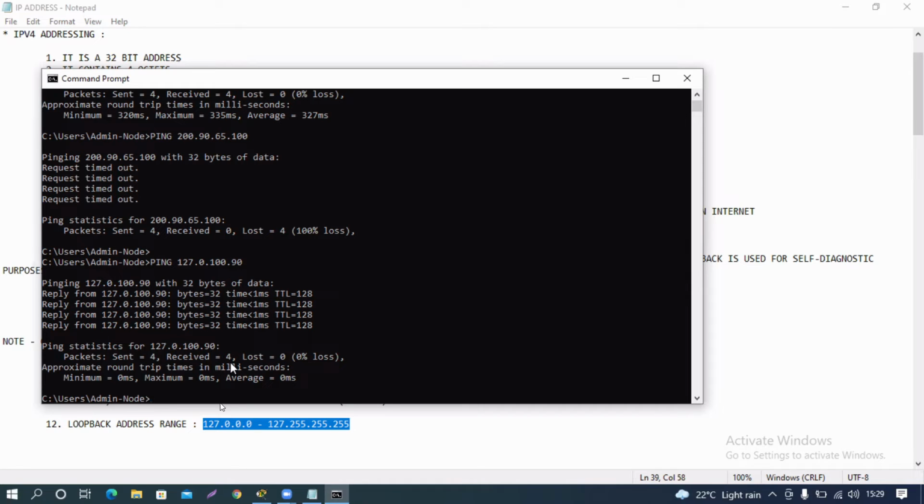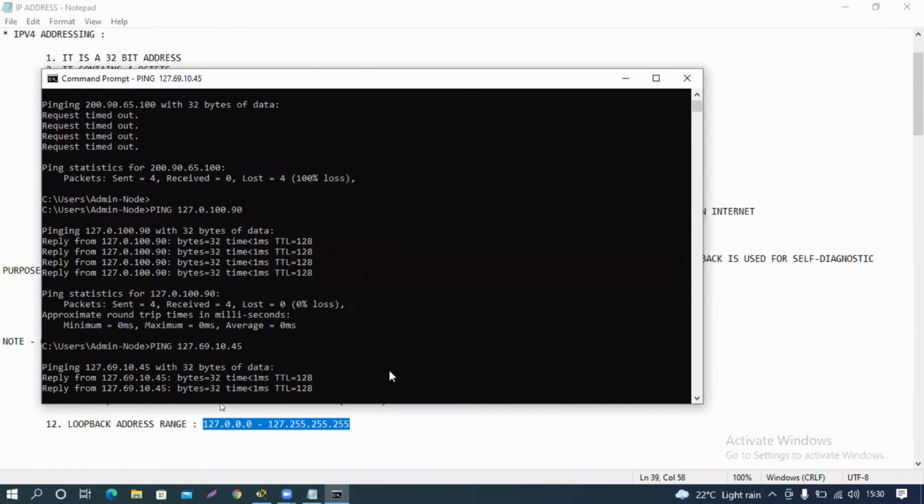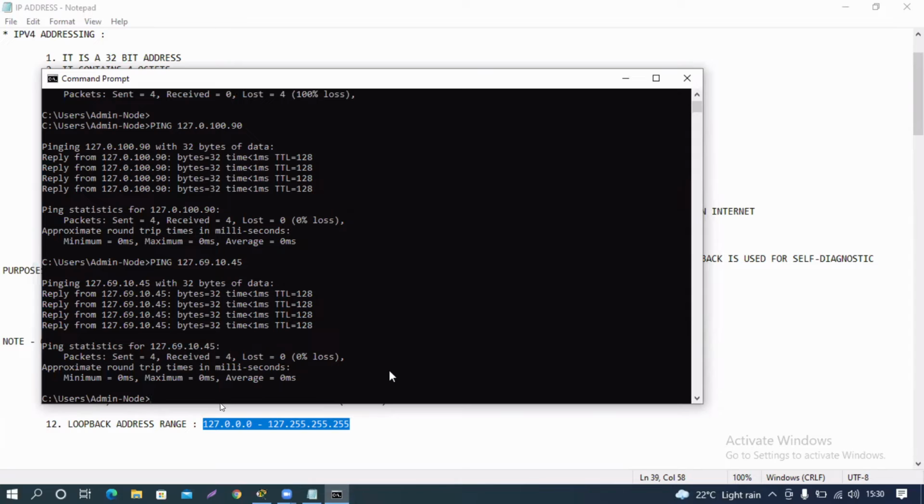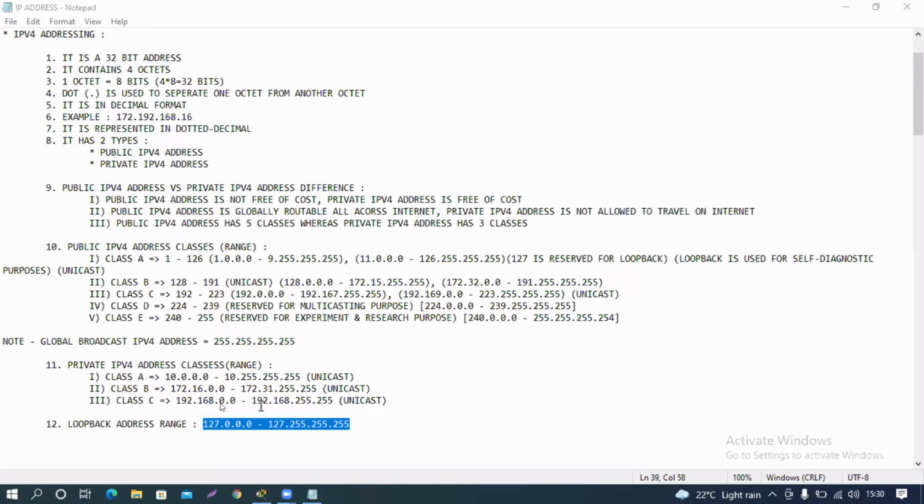Any address you can type. Let's say 127.80.89.10.45, like that. As long as it is 127, the system always understands that it is used for loopback. So this is when you will get a reply always. So this is what you can use, any address. So this is your range, everyone.